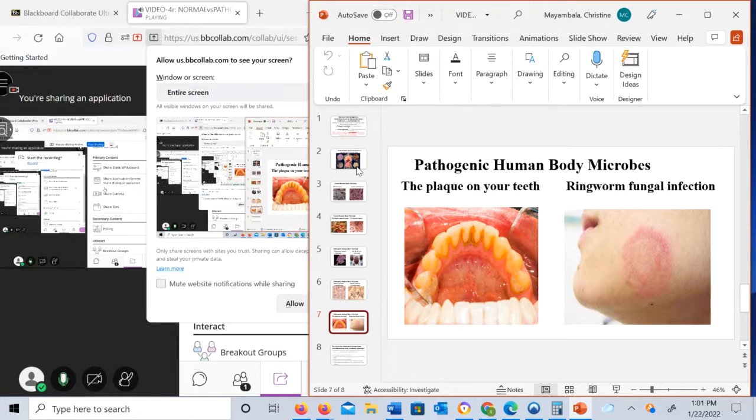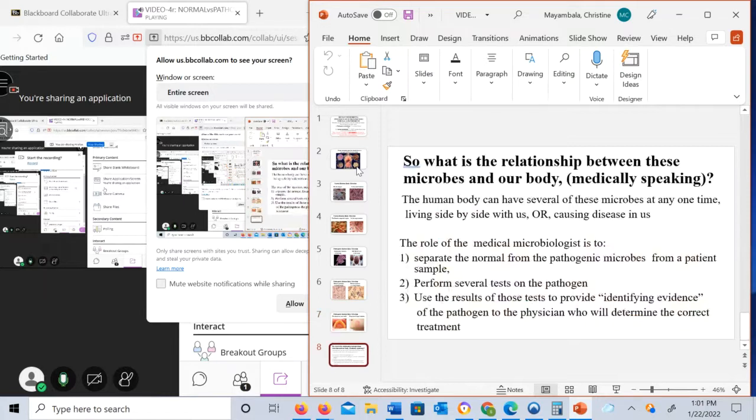So these few slides hopefully give you an example of what I mean by normal microbes versus pathogenic microbes in the human body. And this last slide basically is to emphasize the relationship between those two categories of microbes, the normal microbes and the pathogenic microbes. Medically speaking, the human body can have any of these organisms in whatever part of our body at the same time, living side by side. The ones that cause disease as well as the normal ones.